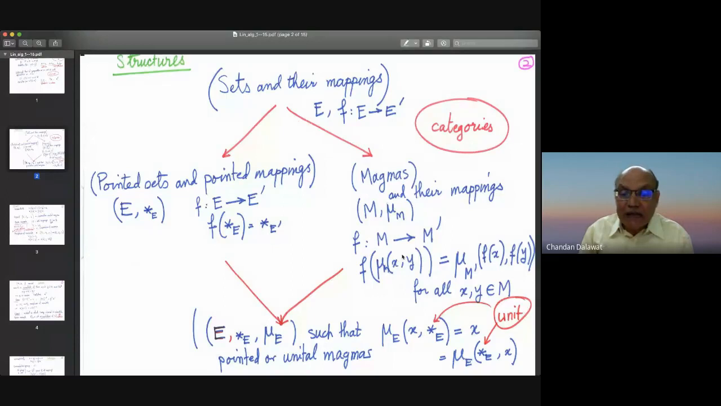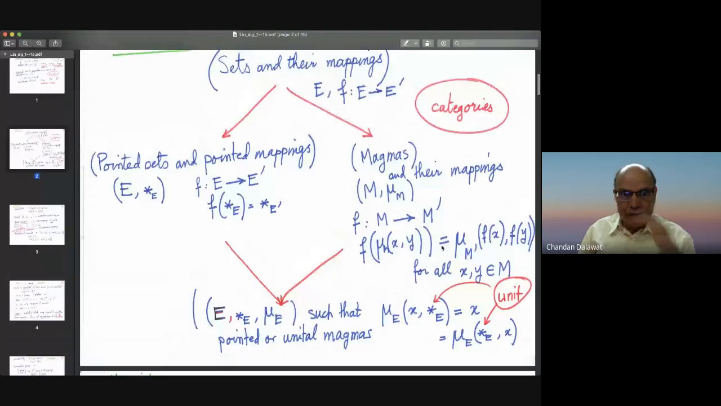If this law of composition had been written additively as plus, then mu M of x, y would have been x plus y. And this requirement for it to be a morphism of magmas would be written f of x plus y is equal to f of x plus f of y, if both the laws of composition in M and M prime are written additively.